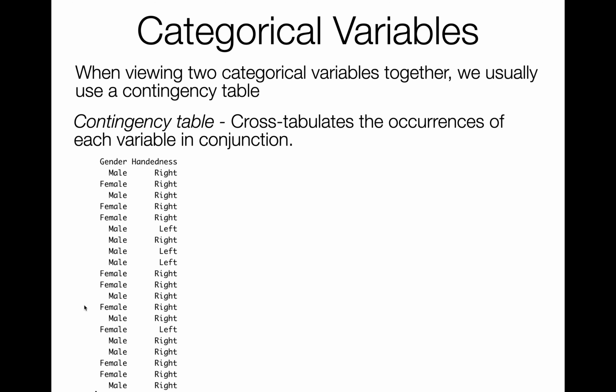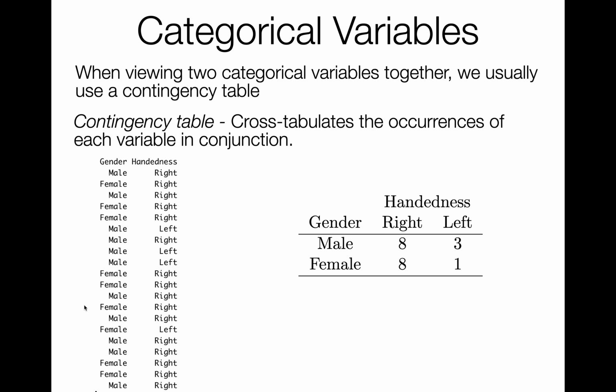And so when I count them all up, I put them in a table. You'll read the table as follows: I look to the rows for gender, the columns for handedness. And so this 8 here represents all males who were right-handed. We counted that before and found there were 8 of them. So there we go.